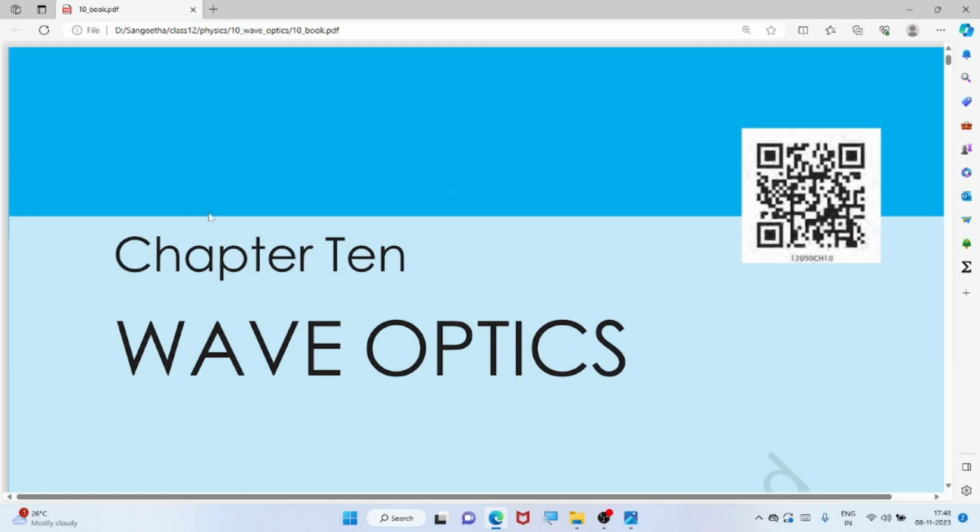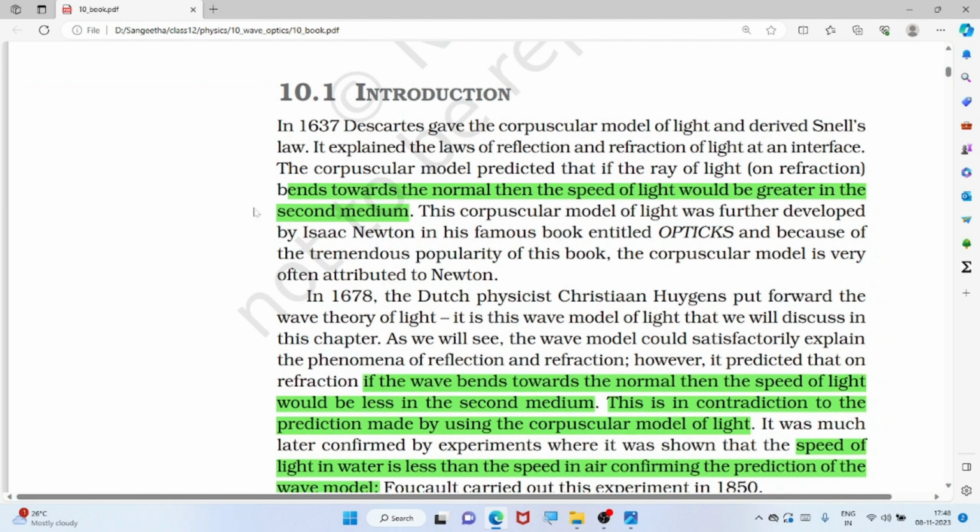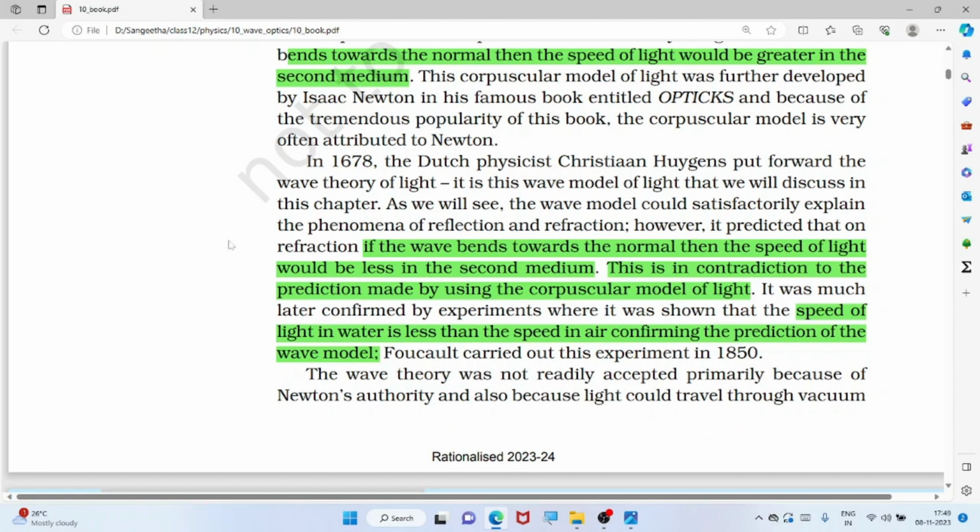Okay, we will go through some important points in the class 12 physics chapter 10, wave optics. Some of these points you have already seen in chapter 9, ray optics: how light bends when it travels from a rarer to a denser and from a denser to a rarer medium.